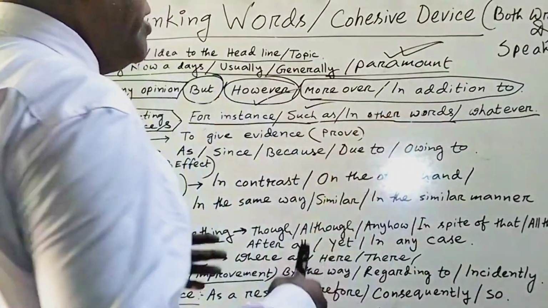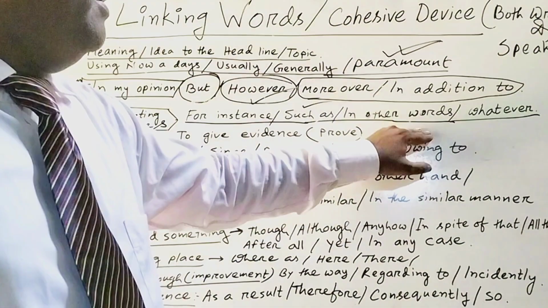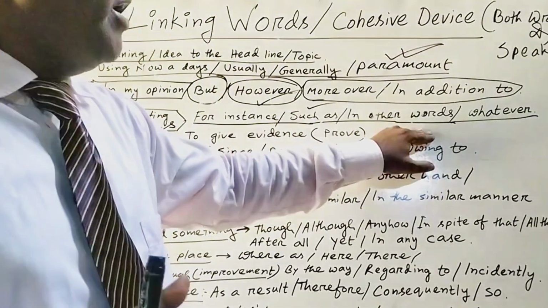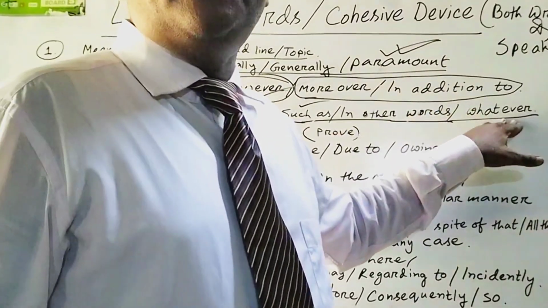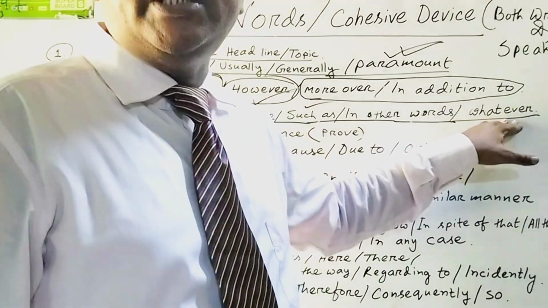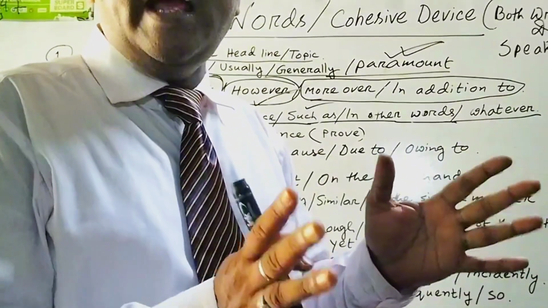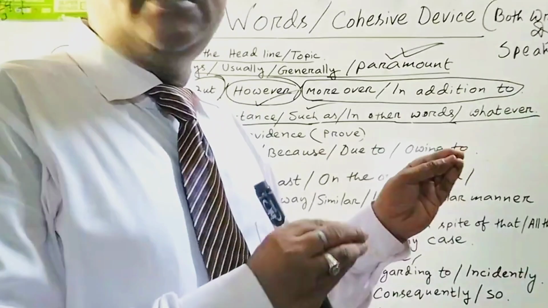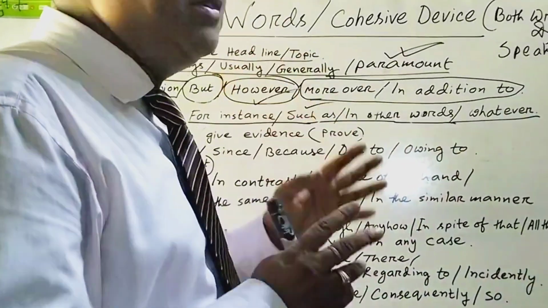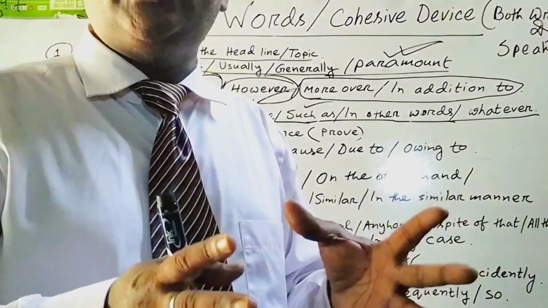In other words, you can use this linker or connector by adding a sentence, your idea. Whatever. I don't know whatever he likes. আমি জানি না সে কি পছন্দ করে. Whatever is a conjunction, okay? These connective words, cohesive devices or linking words are used in the middle of a sentence, like whatever.